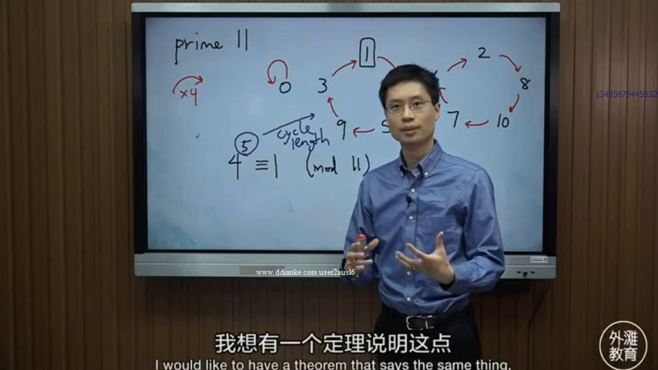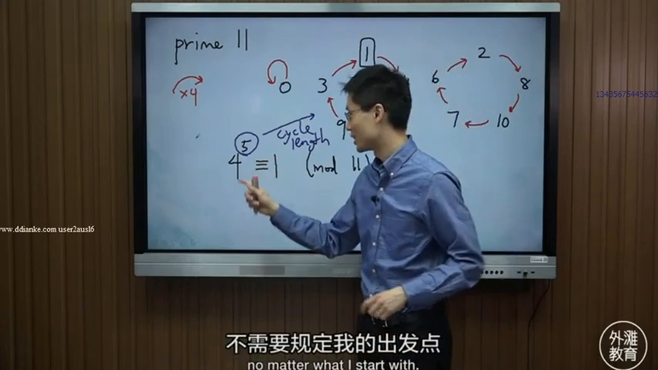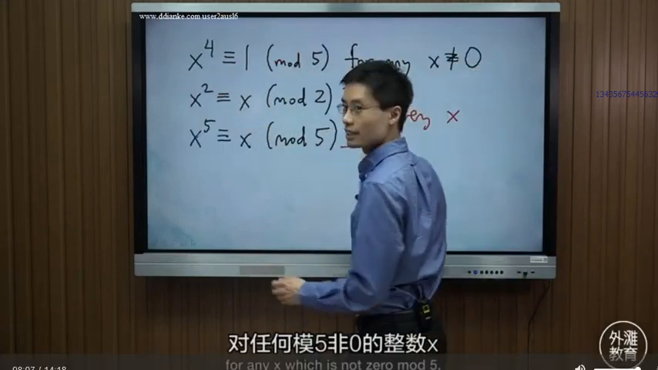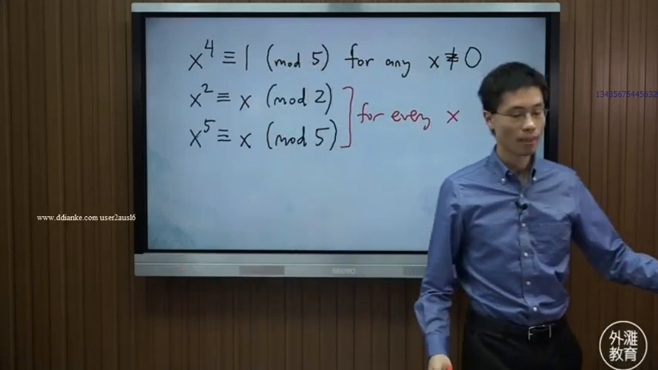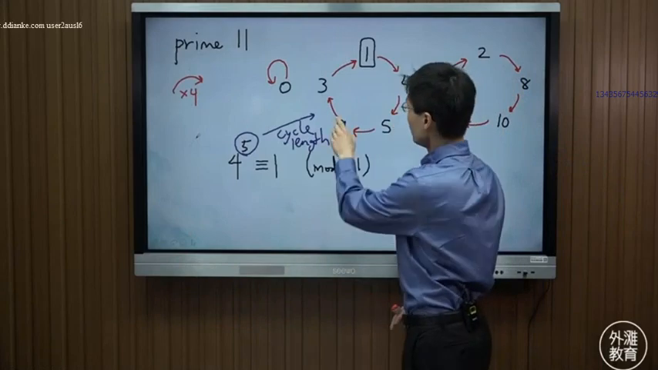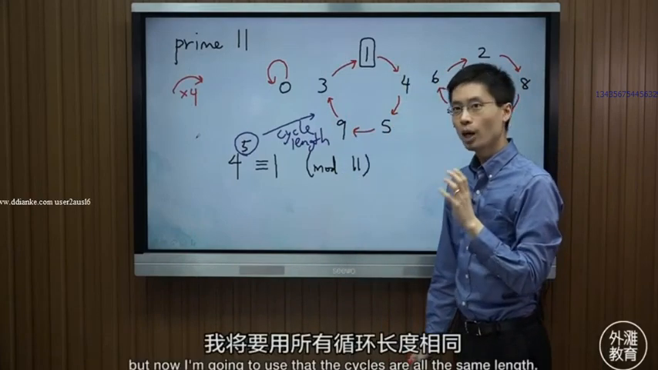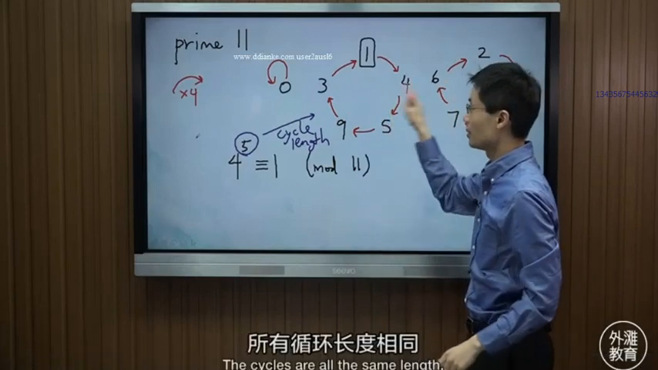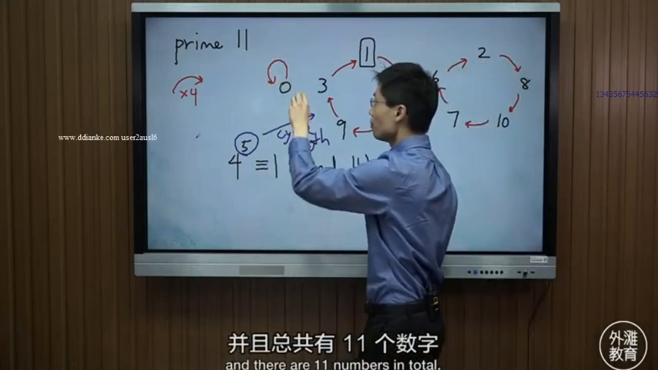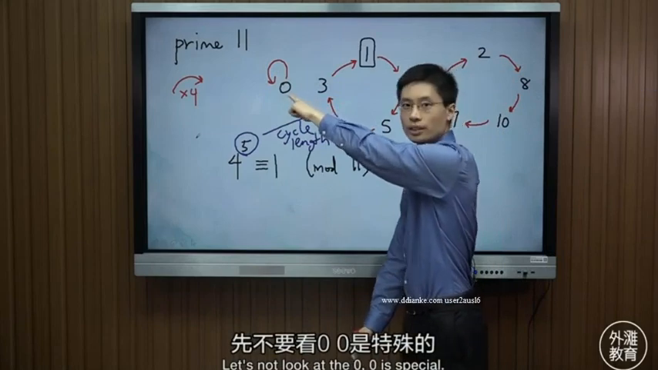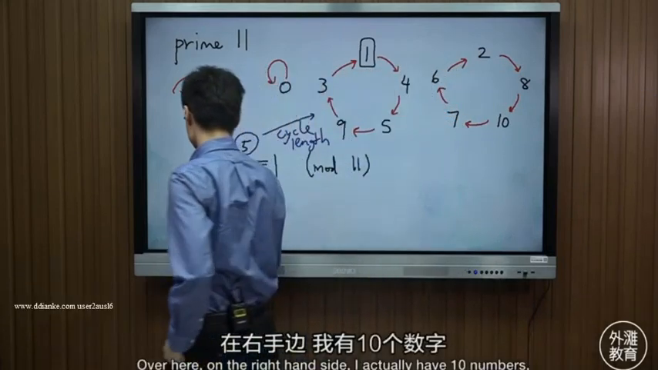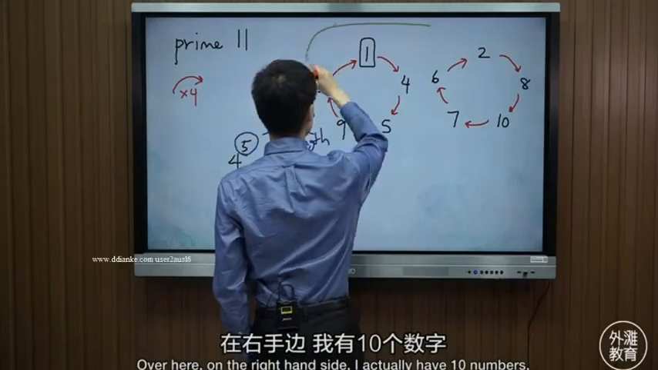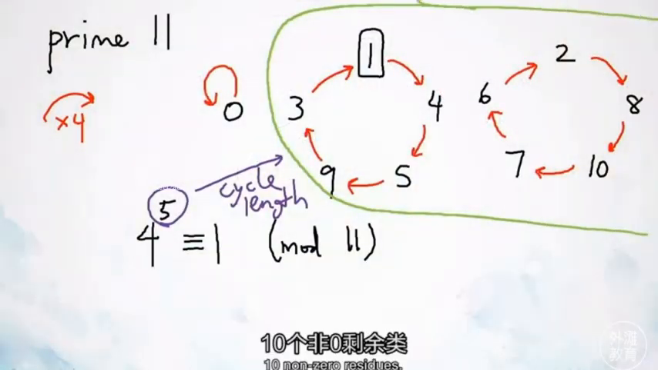I would like to have a theorem that says the same thing no matter what I start with. Because if you look at the other theorem, it was x to the 4 is 1 mod 5 for any x, which is not 0 mod 5. But what can help us to do this is, you see, this is a cycle of length 5. But now I'm going to use that the cycles are all the same length. The cycles are all the same length, and there are 11 numbers in total. Let's not look at the 0. 0 is special. Over here, on the right-hand side, I actually have 10 numbers, 10 non-zero residues.